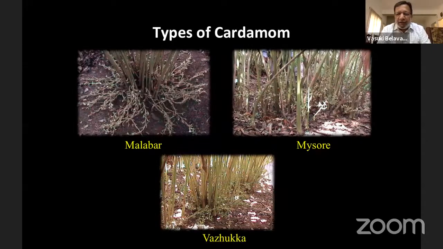There is an intermediate type also, the Valuka type. The Valuka type has semi-erect panicles. Probably it is a natural cross between the Malabar and the Mysore types, but nobody knows about that. And in fact, some of the high-yielding varieties of cardamom today are from the Valuka type.